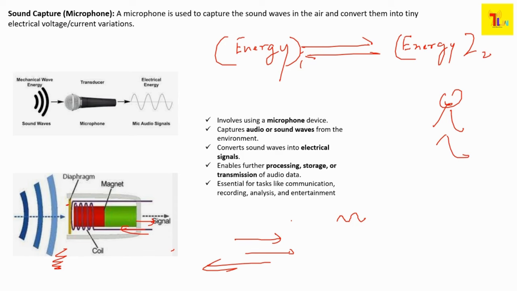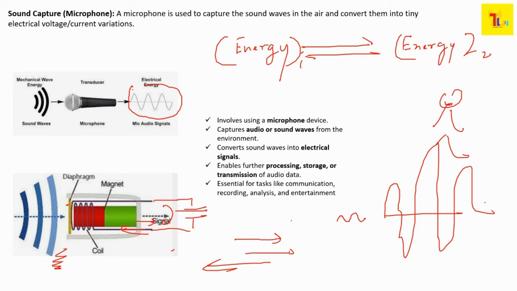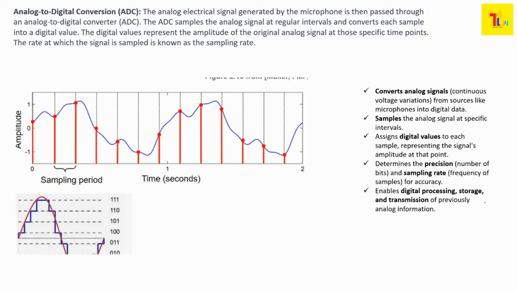Due to this movement, because the magnet is connected with this helical wire, we will get some voltage, so some current, because the rate of change of flux can generate current. So some current will be generated. Here it is drawn very symmetric, but it is not always symmetric; it can be like this or anything like this. This is the first step, the sound capturing step. What is the second step? The second step is to take the sample with the analog to digital converter.